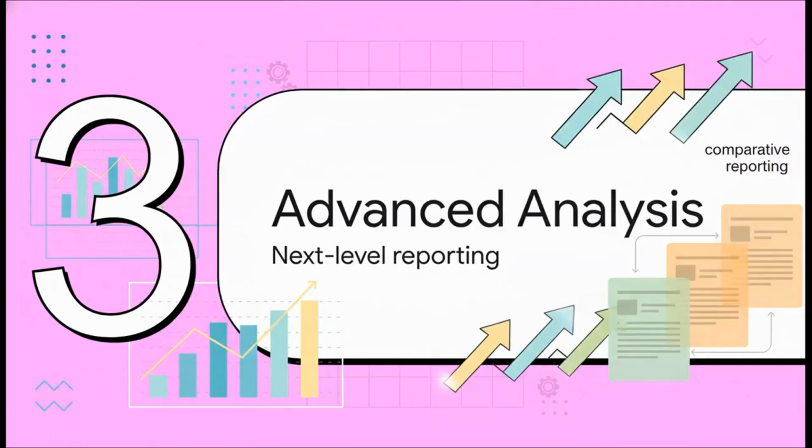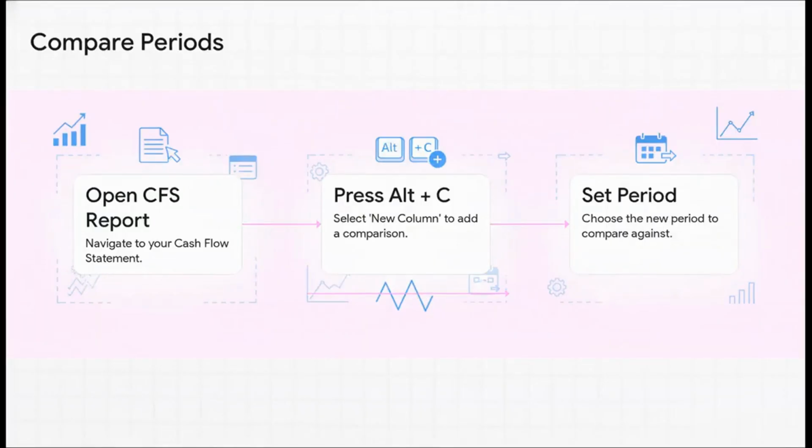All right, now that we've got the basics down, let's get to the fun part, using this report to get some seriously deep insights. Because an accurate report is good, but a comparative report, that's where real strategy happens. And you won't believe how easy this is. Just a simple keyboard shortcut, Alt+C, and you can instantly add a column for last month, or maybe the same quarter from last year. This is so powerful for spotting trends. Is your cash from operations growing month over month? Is a small problem starting to get bigger? The comparison tells the whole story.